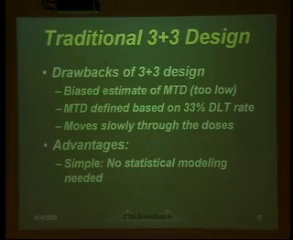There are some drawbacks to this 3+3 design. It gives you a biased estimate of the maximum tolerated dose in the sense that it's generally going to be too low. Another concern is that, because you're doing these cohorts of 3 and possibly an additional 3, the maximum tolerated dose is specific to that 33% dose-limiting toxicity rate. It also generally tends to move fairly slowly through the doses because of the cohort sizes.